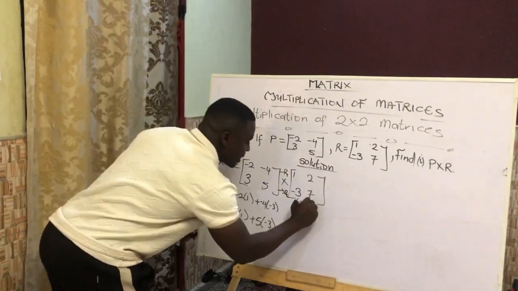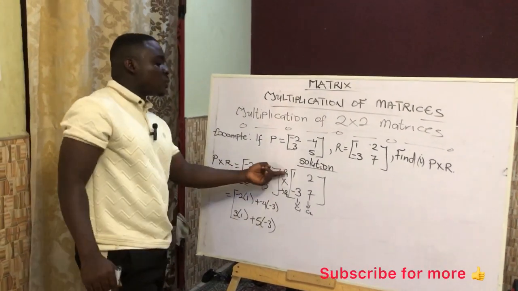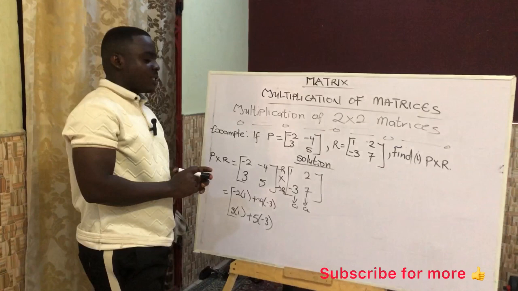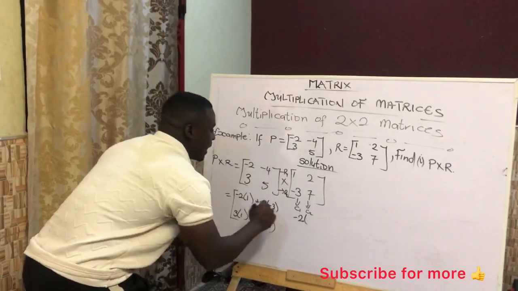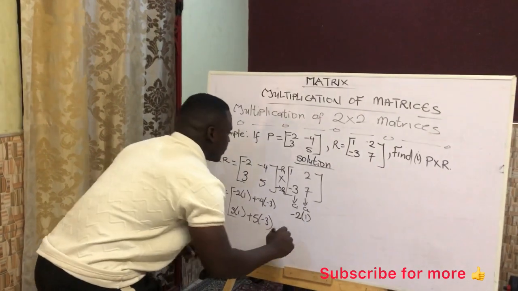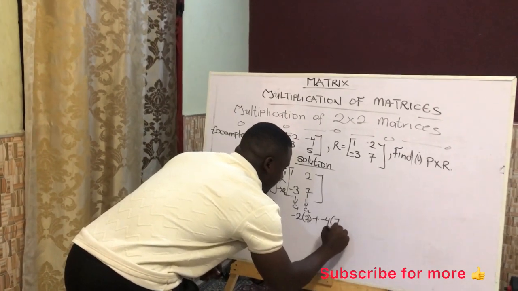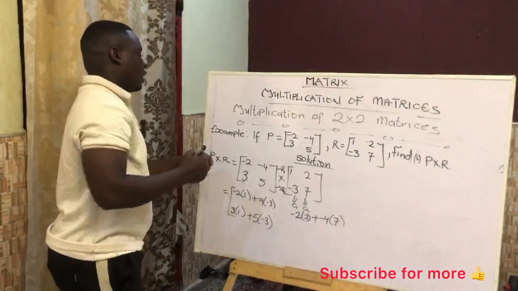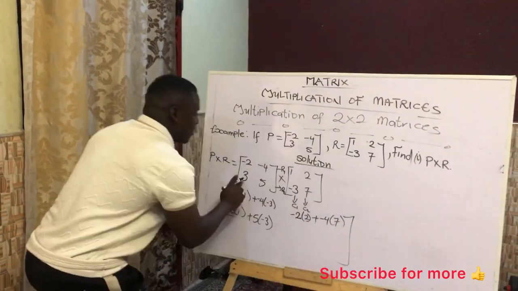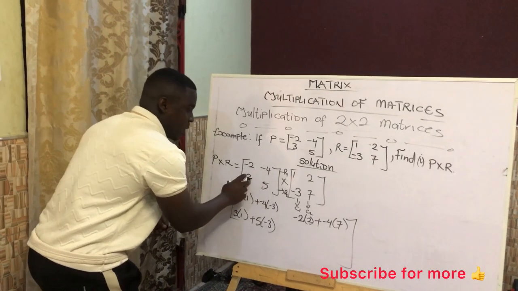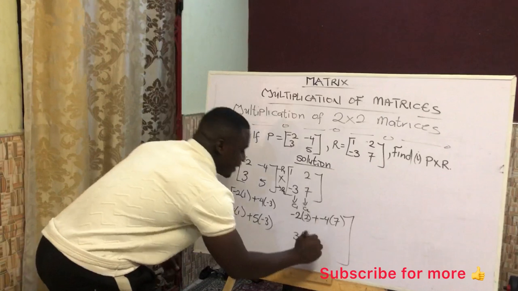When you are done, you consider the next column as the column 2. So the column 2 is the same thing. The first row multiplies the second column there. So you're going to get minus 2 multiplying 2, plus minus 4 multiplying 7. Are you with me? And you come to the basement of this. So we have 3 multiplies 2 plus 5 multiplies 7.